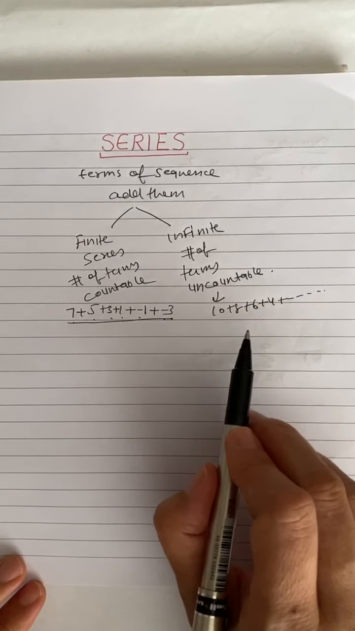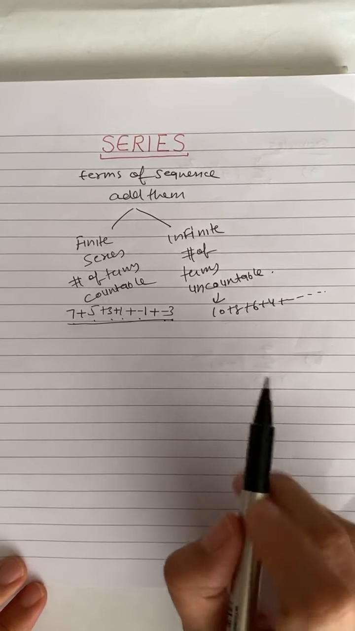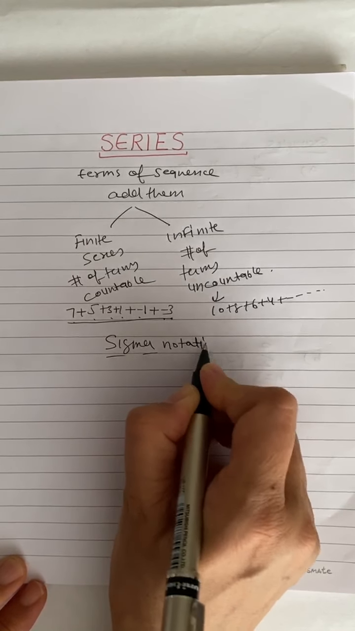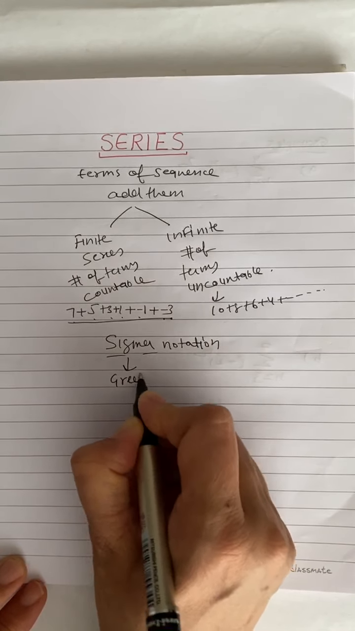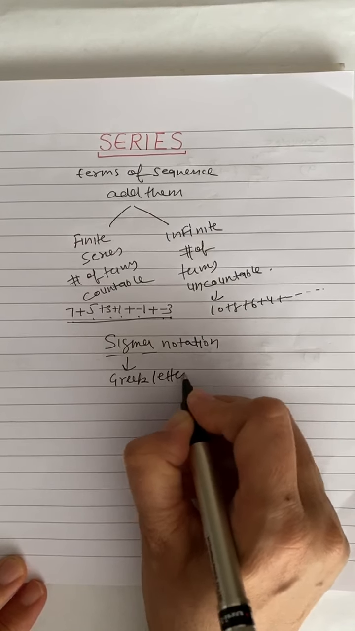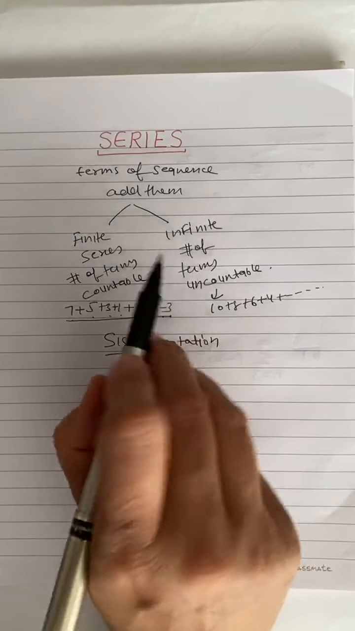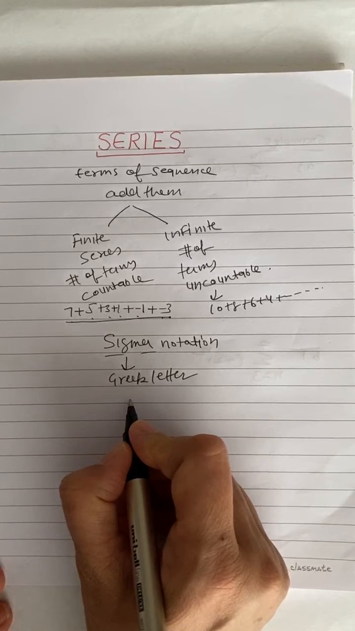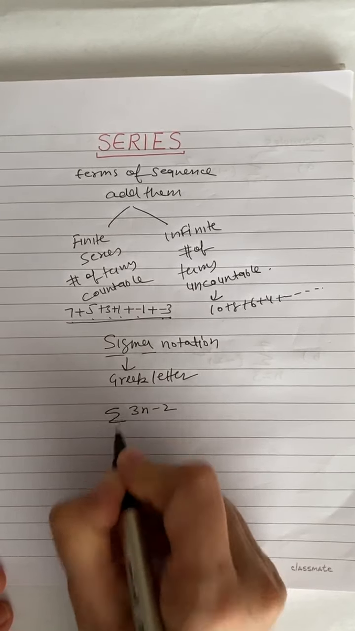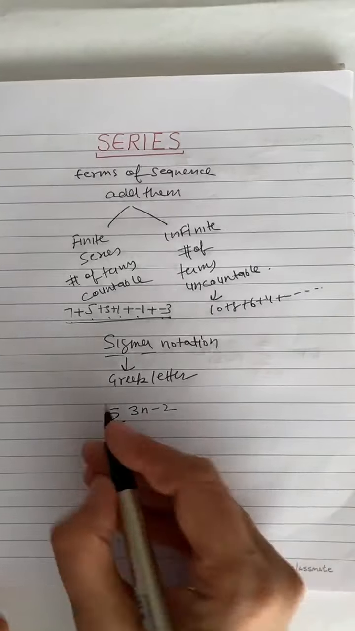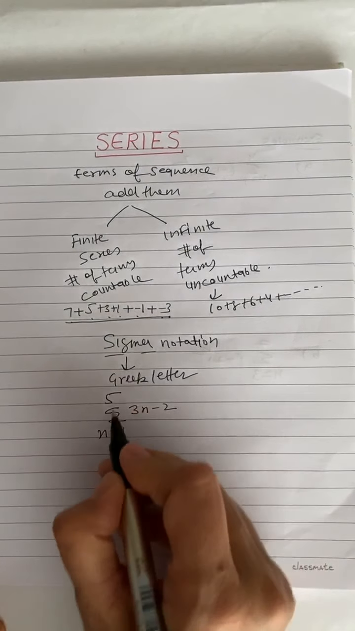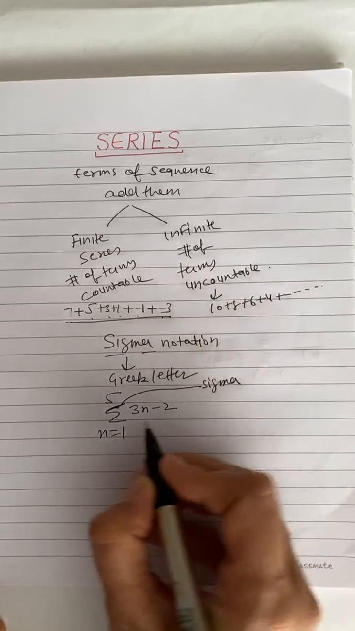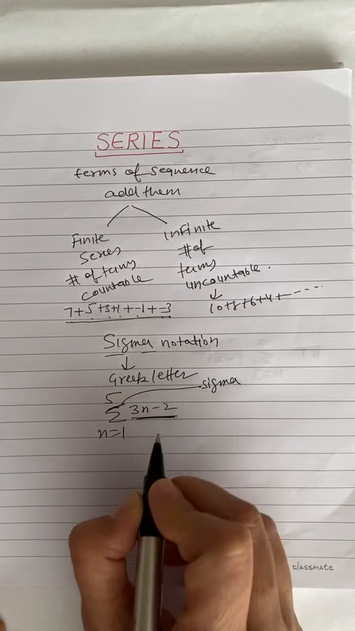Now the series can be written using a sigma notation. So we can condense it using sigma notation. Sigma is a Greek letter, and we use that for condensing the series. For example, when you have 3n minus 2 and then there is a summation here, and let's say n is equal to 1 to 5. This is called sigma, or summation notation, and 3n minus 2 is the rule for the sequence.